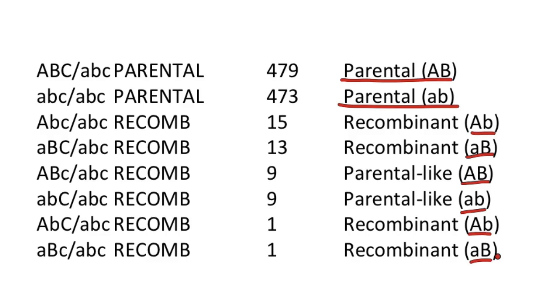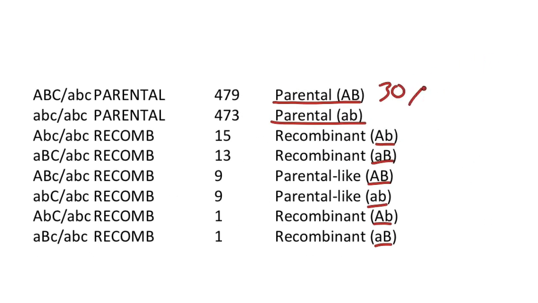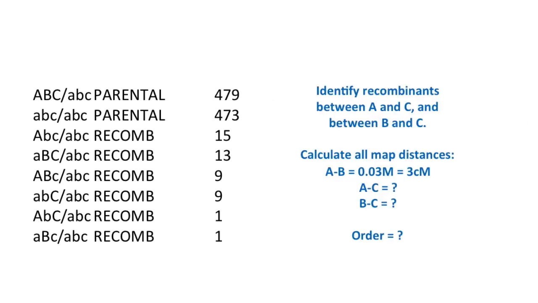So when we add these up, what fraction are recombinant? Well, it's 15 plus 13 plus 1 plus 1. So that adds up to a total of 30. The total here is 1,000, if you add up all those numbers together. So our recombination fraction in this case would be 3%, or 0.03. Okay, so that is the recombination distance between A and B. That's 3 centimorgans apart, or 0.03 recombination fraction.